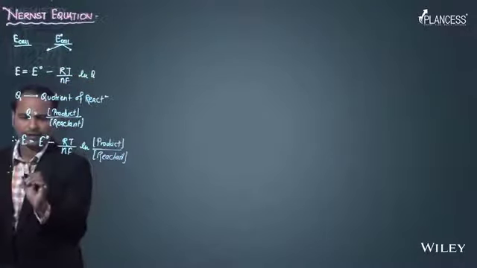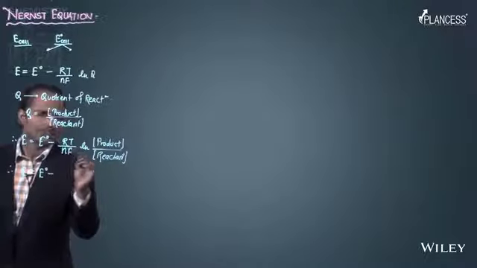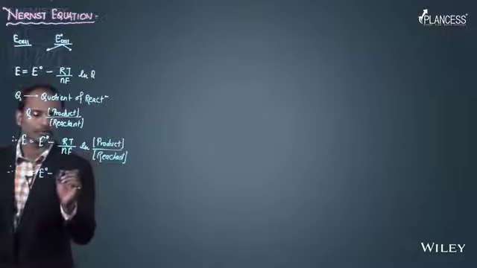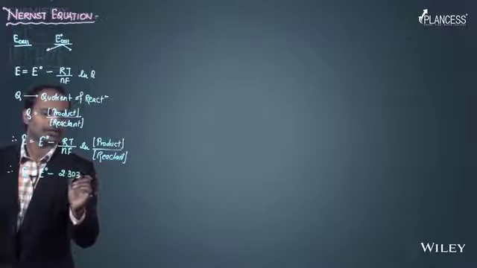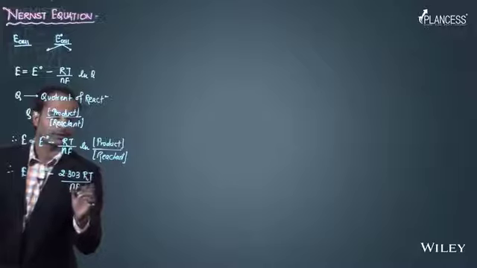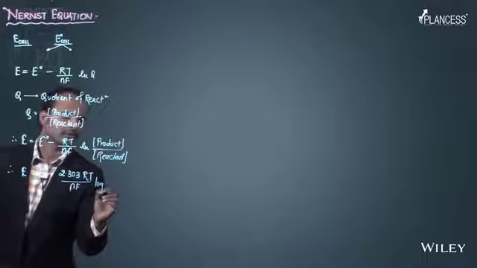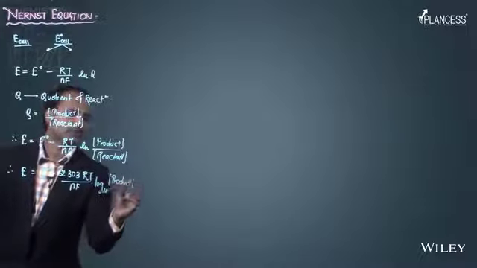Therefore E is equal to E naught minus this. If I replace this log to the base e with log to the base 10, then the whole expression gets multiplied by 2.303. So we will have 2.303 RT upon NF log to the base 10 of molar concentration of product upon molar concentration of reactant.